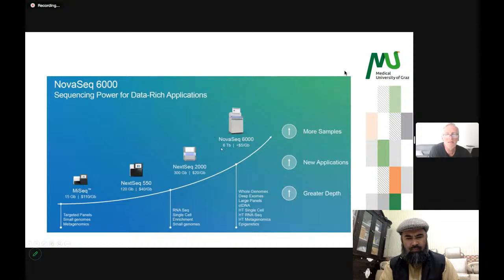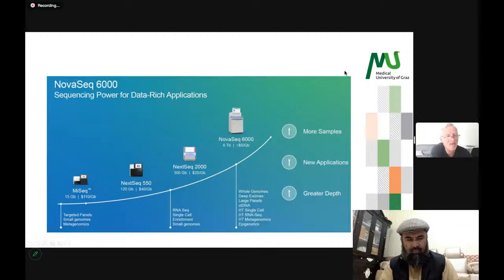Our latest machine here is the NovaSeq 6000, which enables us to do whole genome sequencing on a daily basis, actually, at quite a cheap price. So in the future we will be capable of doing whole genome sequencing in diagnostic approaches as well. But for the moment, we are still doing whole exome sequencing for most of the questions we have to answer from the patient's perspective.